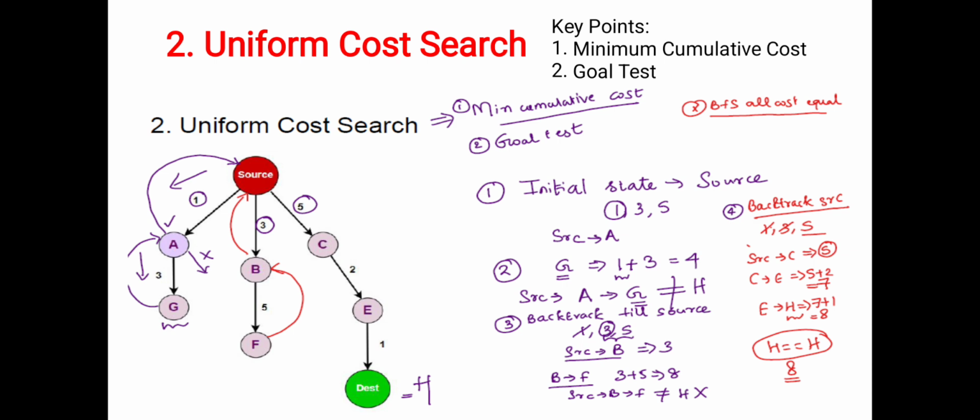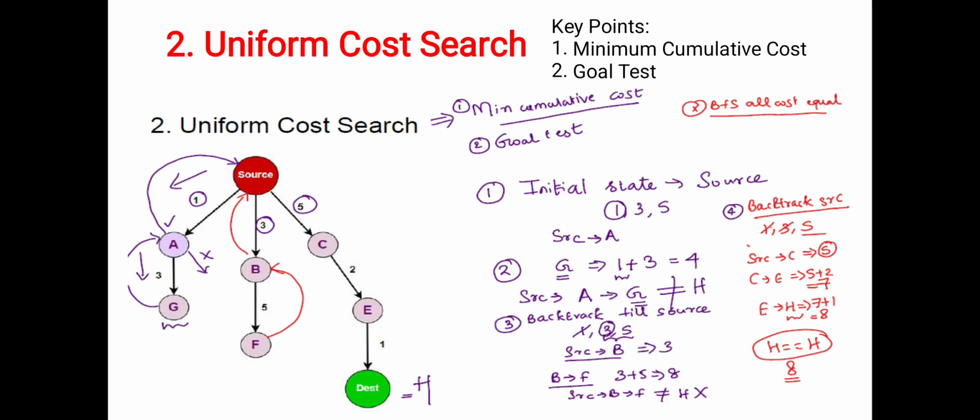The node which has the minimum cost is B. So the B node will be examined. After examining B, it finds a new node F, which has a cost of 8. So at this point it has 3 nodes: node G with a cost of 4, node C with a cost of 5, and node F with a cost of 8. It travels to the node which has the lowest cost, that is G, which has a cost of 4.